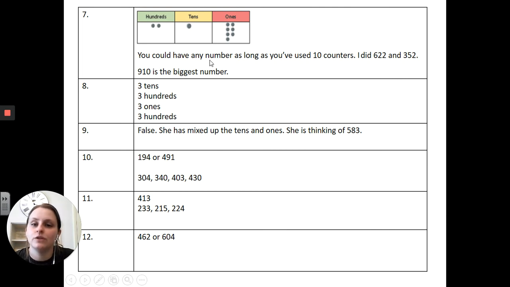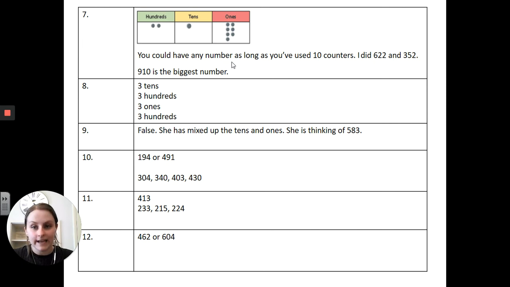So for the next question, you could have made any number as long as you've used 10 counters. So for me, I put 6 into my hundreds column, I put 2 counters in my tens and 2 in the ones, so I made 622. If I add that all up, it equals 10. I also did 3 in the hundreds, 5 in the tens and 2 in the ones. So again, if I add all that up, it equals 10. There's lots of different answers for that one. So long as you have used 10 counters, you are right.